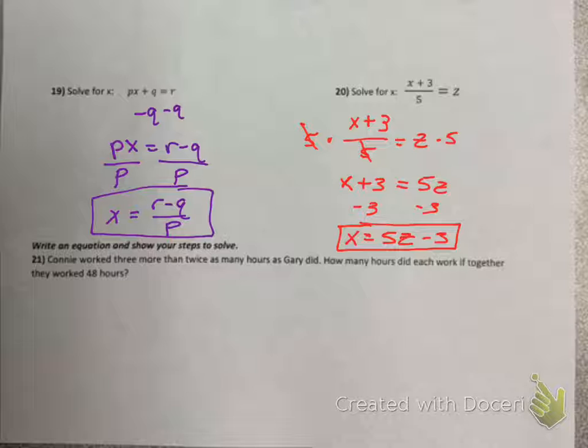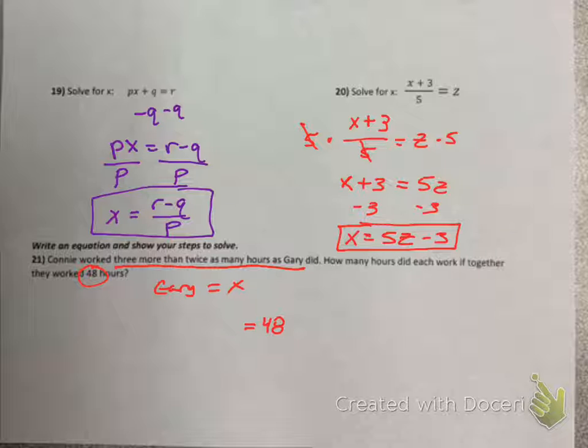All right, so word problems. Connie worked 3 more than twice as many hours as Gary. How many hours did each work if together they worked 48 hours? Let's assume Gary worked x hours. And we know they worked a total of 48 hours.